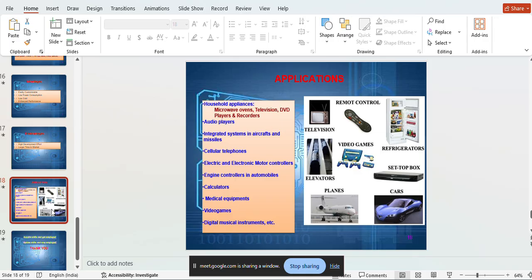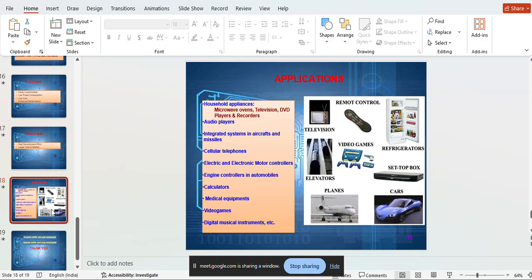First, there are household appliances. These are the household appliances: microwave ovens, television, DVD players, and recorders. All these will be built with embedded systems. Then there are audio players. Audio players are nothing but sound amplifiers and home theaters.